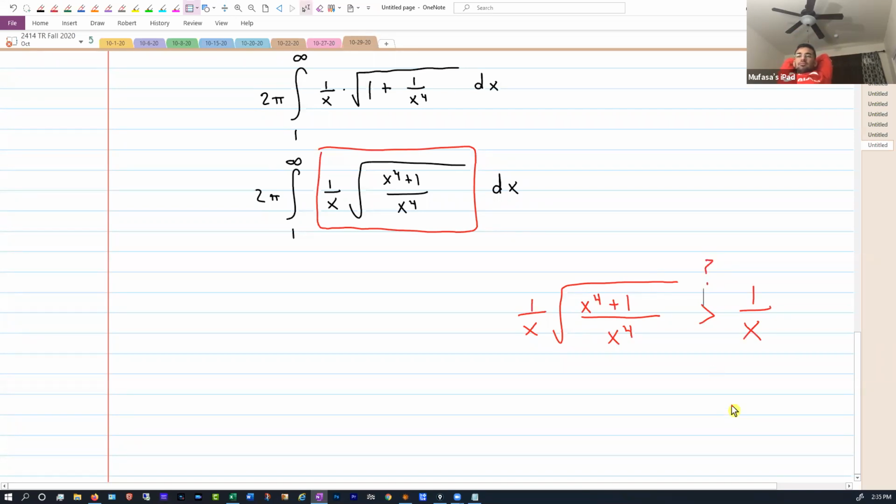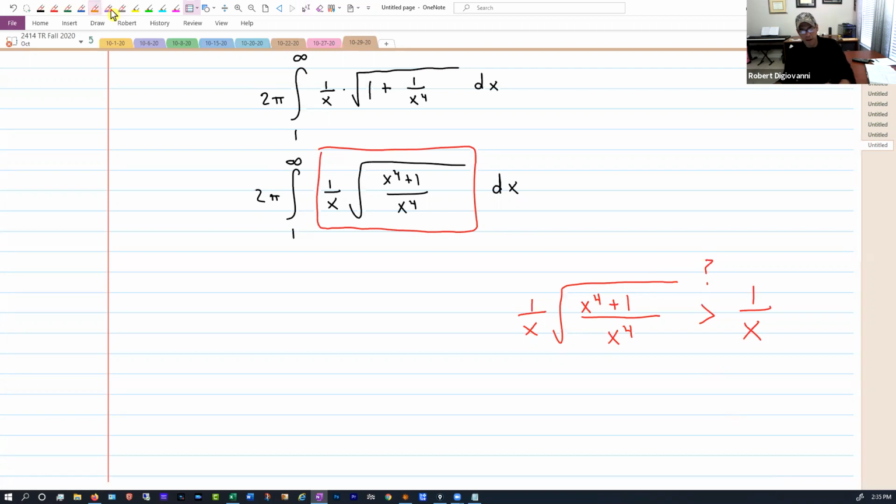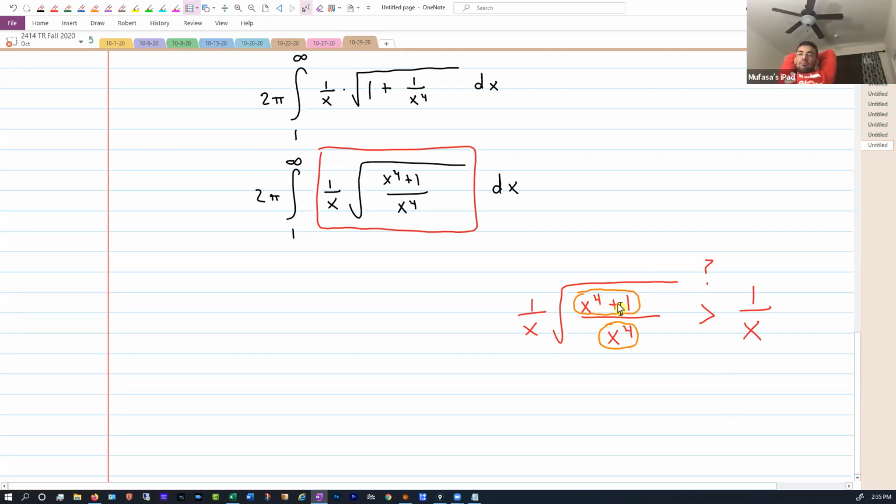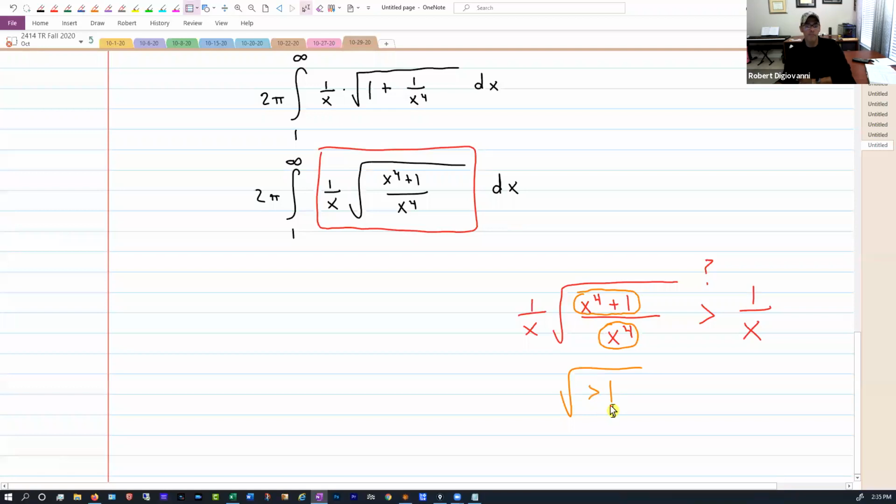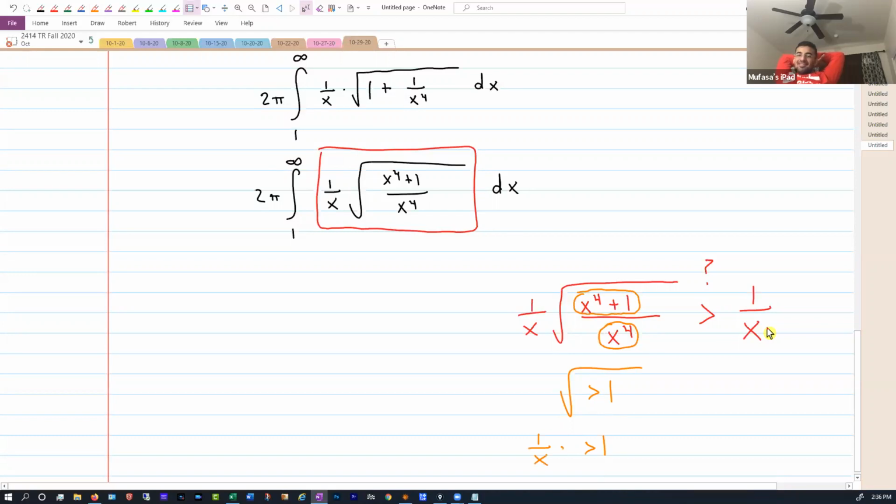Yes. So what you have to convince yourself of is that the numerator is bigger than the denominator, right? So x to the fourth plus 1 is definitely bigger than x to the fourth. So when you take that and divide it by that, everything underneath that root is definitely bigger than 1. And the square root of something that's bigger than 1 is still bigger than 1. So if we're multiplying 1 over x by a number that's bigger than 1, then that's definitely bigger than 1 over x by itself, right? Yes.